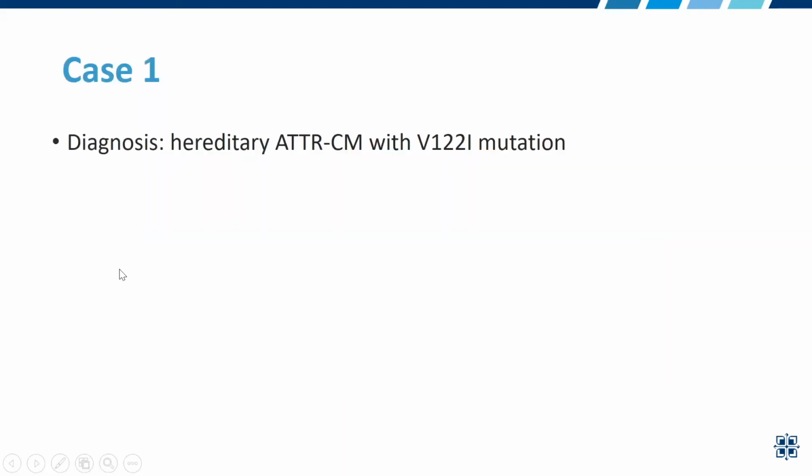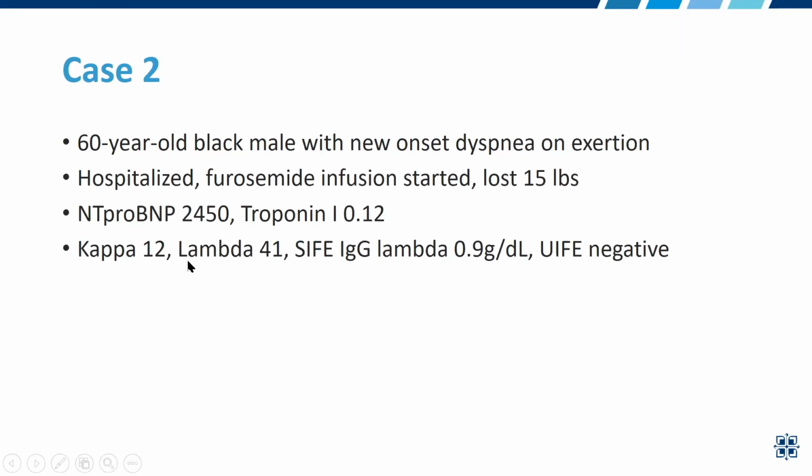This patient ended up getting genetic testing and had the V122I mutation, which is consistent with hereditary ATTR cardiomyopathy. Second patient here, 60-year-old black male, new onset dyspnea on exertion.